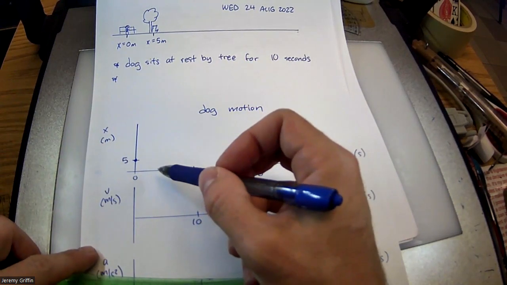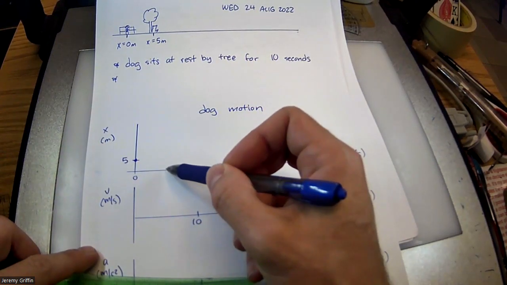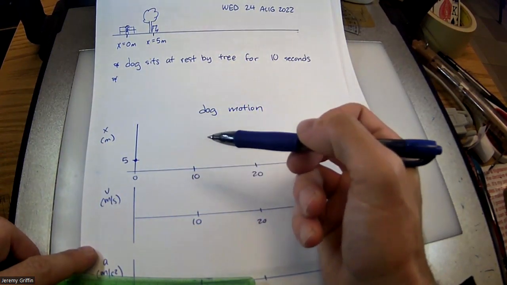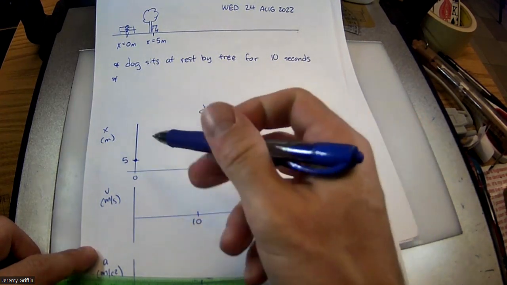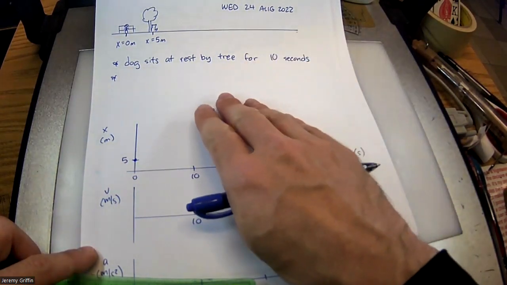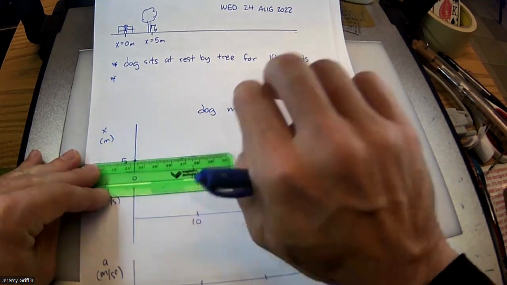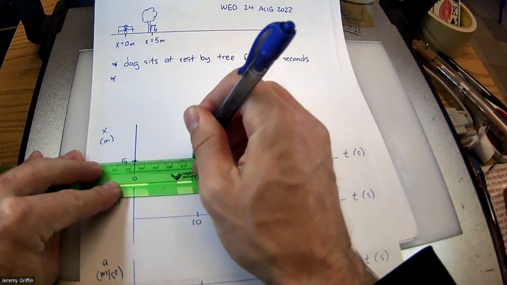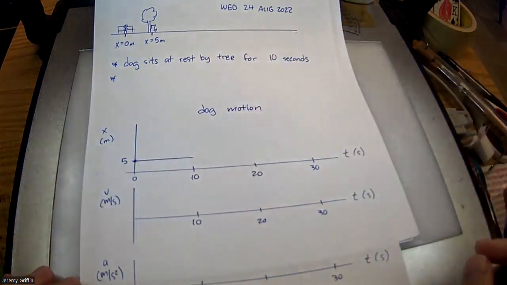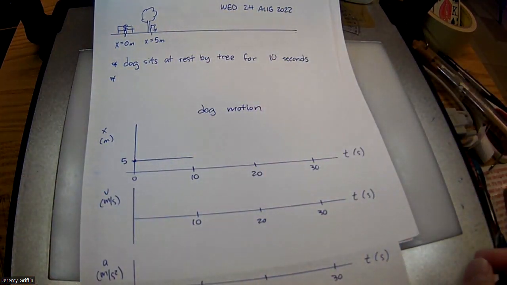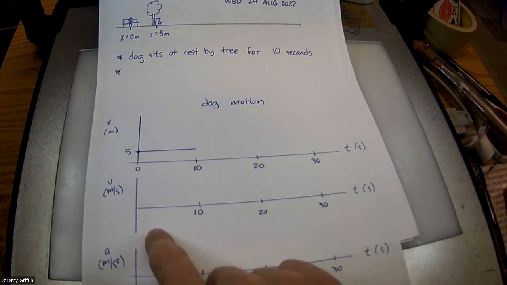What about at the 2-second mark or the 5-second mark or the 9-second mark? Is the dog still at the exact same position? So what does the rest of this graph look like just during the first 10 seconds? Yeah, just a flat line. It's just hanging out at the 5 meter mark.